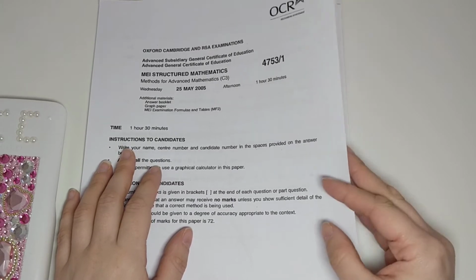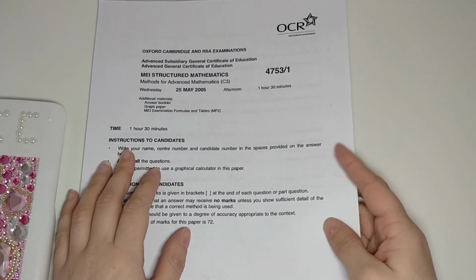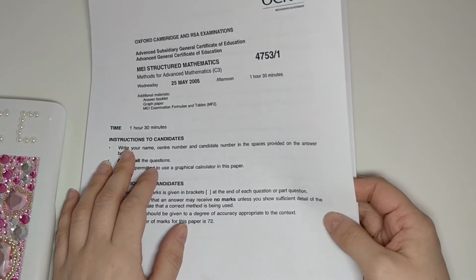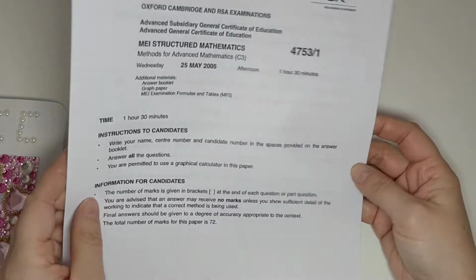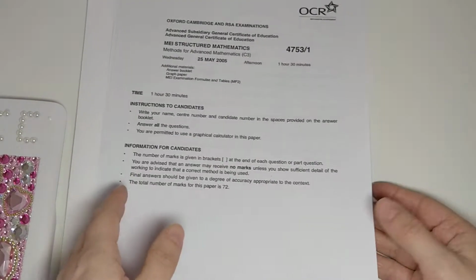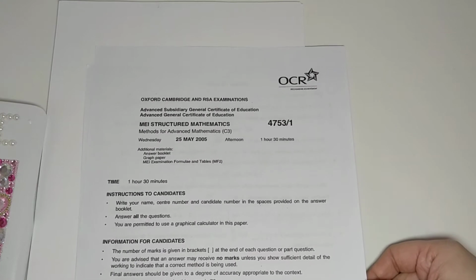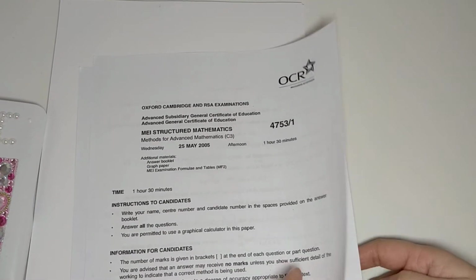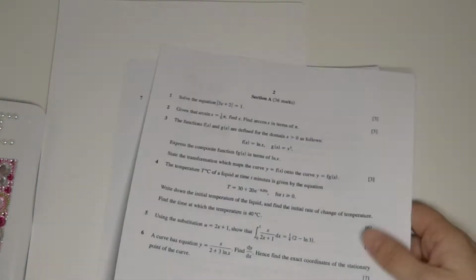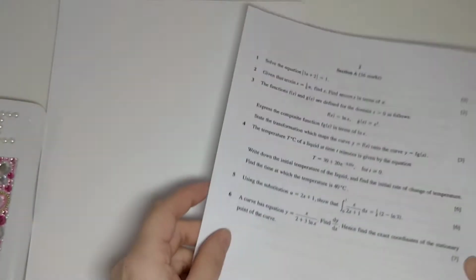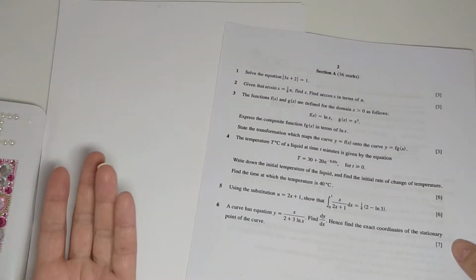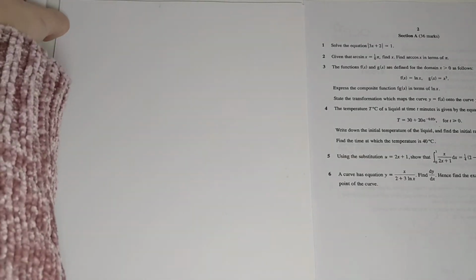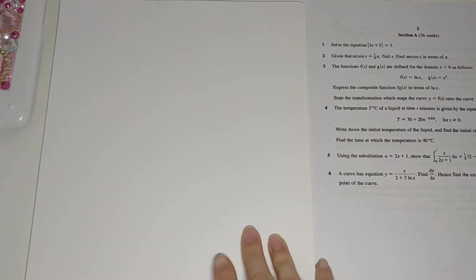This is C3, so old spec Year 13 maths, if that makes sense. This is the May 2005 paper, the first paper that's available on MEI's website. So we're going to do this one, and the plan is to obviously do all of them on this channel, but I don't know if we'll manage to do that, but we're going to try.